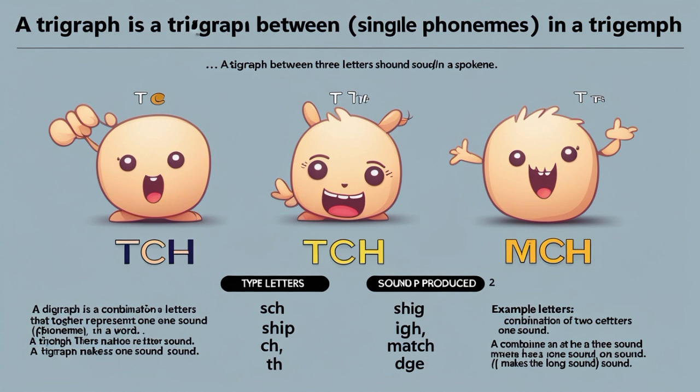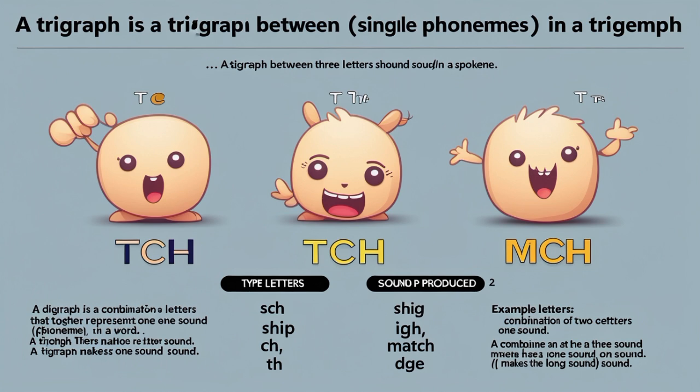C. igh, the long I sound. The trigraph igh represents the long I sound. Examples, light, night, fight, high, bright. Whenever you see igh, you can usually pronounce it as the long I sound. This trigraph is very common in English words.